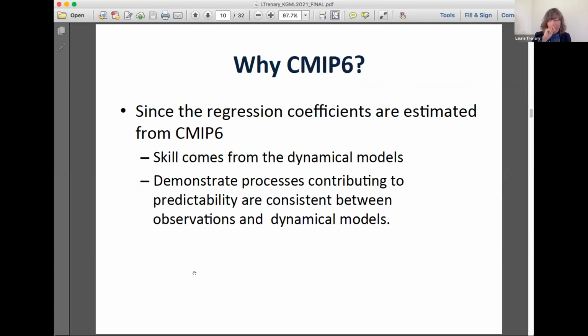So why are we using the CMIP6 data? Well, part of our goal is to understand what the processes are that are driving subseasonal predictability. And we also want to compare those processes with observations. And so we know that if we can fit and train a model on the CMIP6 data, and we can skillfully predict the observations, then that skill is actually coming from the dynamical models. And that demonstrates that the processes contributing to the predictability are consistent between the observations and the dynamical models.